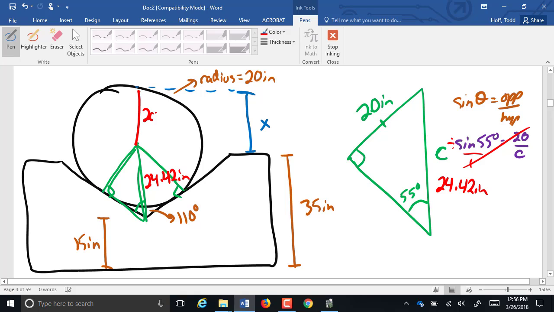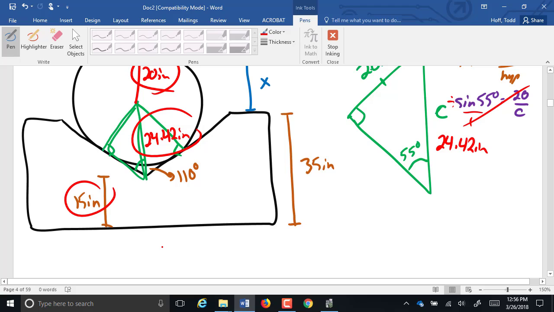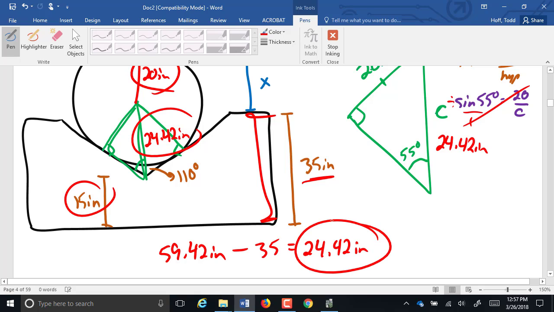And of course, this is still 20 inches on the way up. So we add together those 3 dimensions, which is going to give us, what, 59.42 inches? Does that look right? Subtract the 35 to get from here to here, gives us 24.42 inches. Any questions?